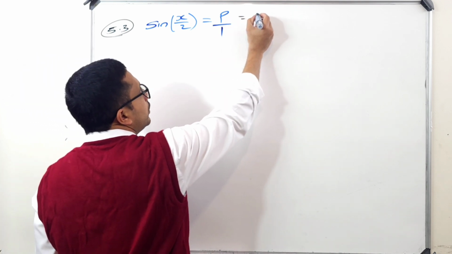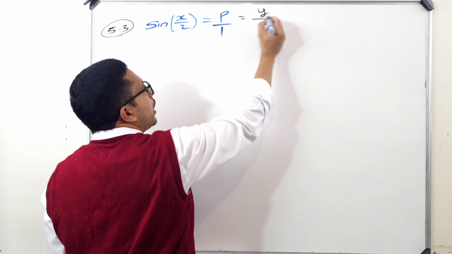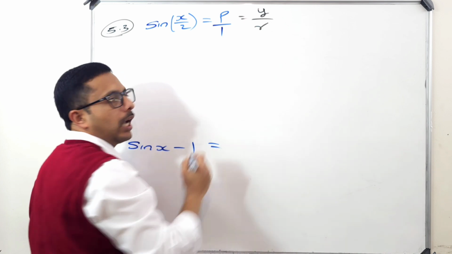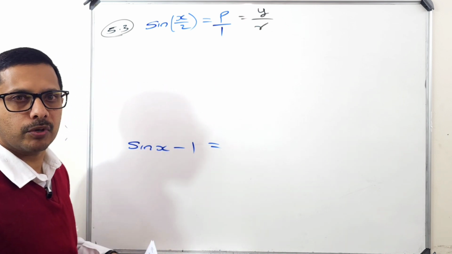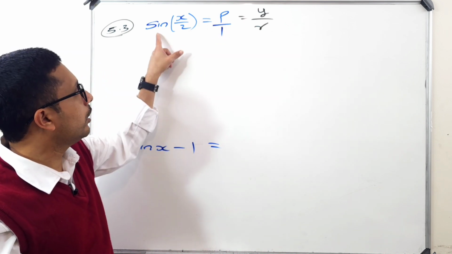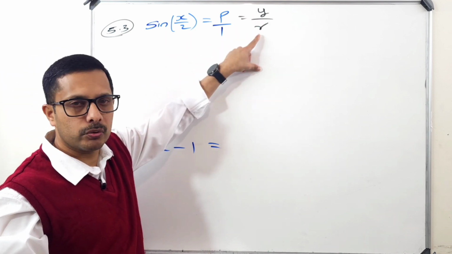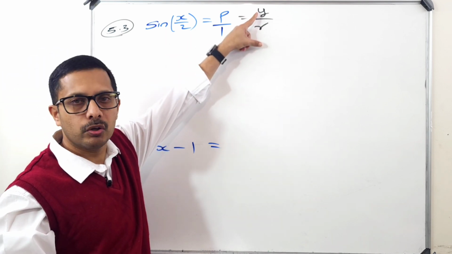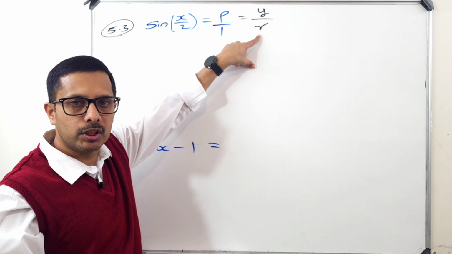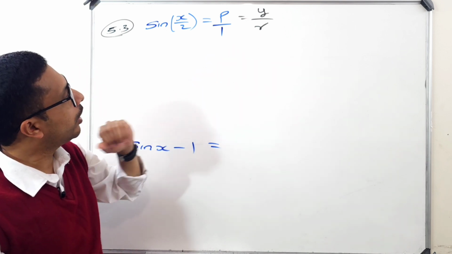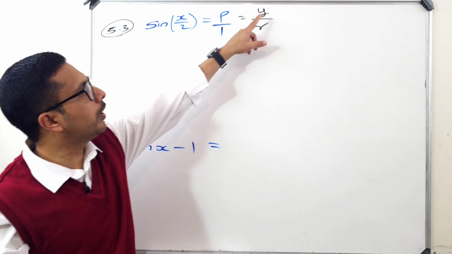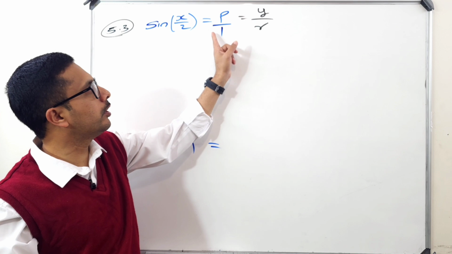We denoted with y, over hypotenuse we denoted with r. So I hope you remember that one. Okay, so the definition of sine is opposite side divided by hypotenuse. What is the opposite side? We denote it y, and the hypotenuse we denoted with r. Okay, so now equate the numerator and denominator.